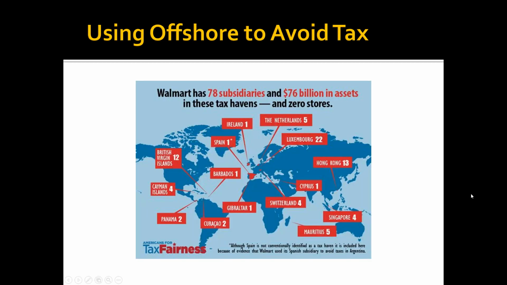This is Walmart. Walmart has 78 subsidiaries outside the United States in these tax havens. Now, most of these places, the Cayman Islands, Barbados, British Virgin Island, Ireland was really bad for a while, Luxembourg, Hong Kong, Cyprus, Switzerland, Mauritius Island, Singapore, Gibraltar, Curacao. Walmart has no stores in any of those. Walmart is a retailer. It has stores, sells money.